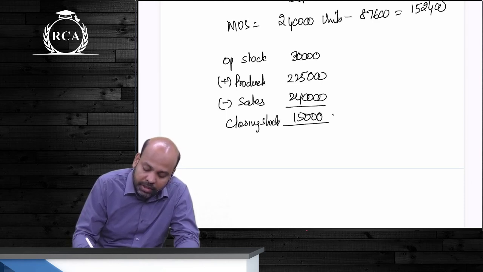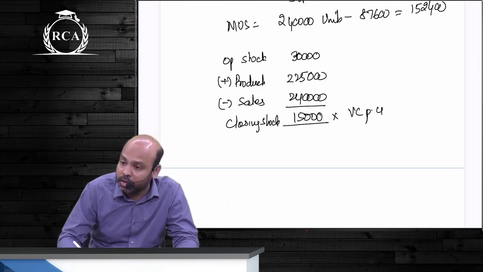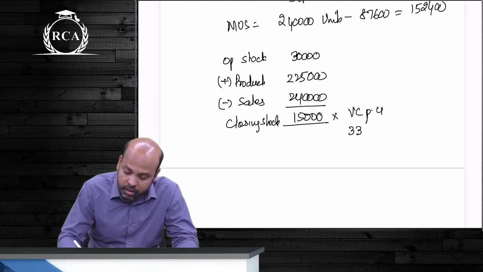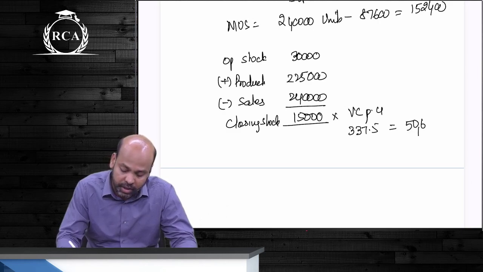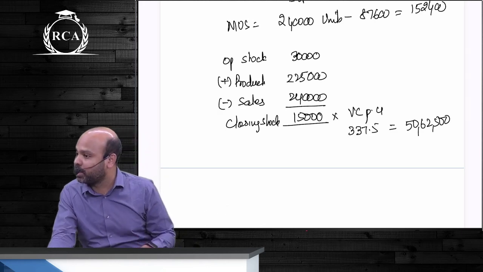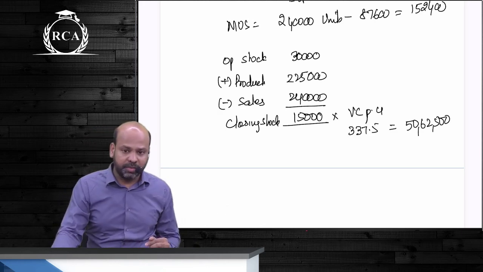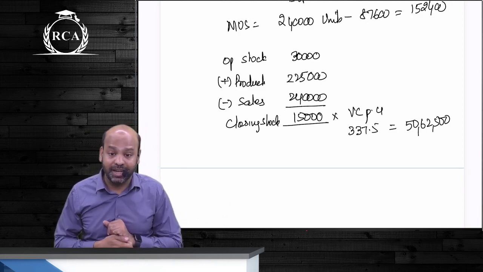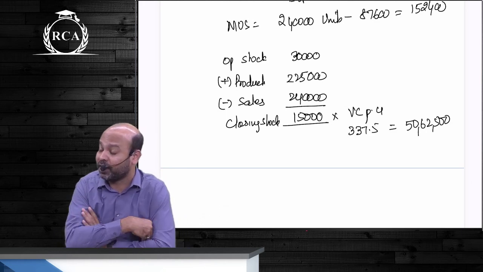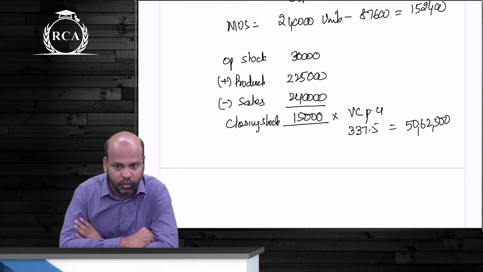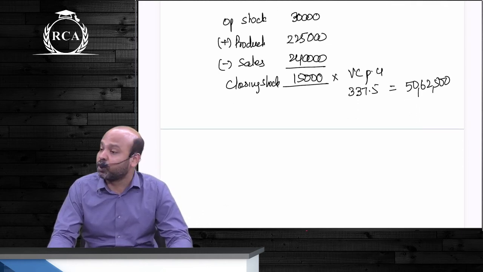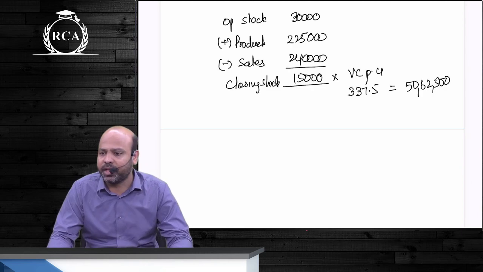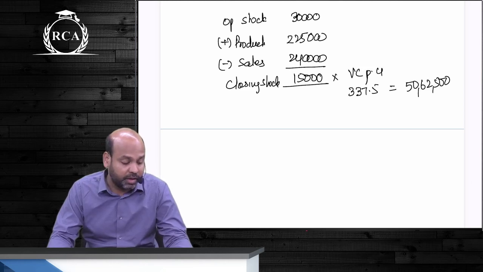Marginal costing, beta, won't that be valued at variable cost per unit? How much is that? 337.5. How much is 15,000 into 337.5? 50,62,500. Please do not forget, beta, that this is marginal costing. Because it is marginal costing, you will have to value inventory at variable cost per unit. You cannot value the inventory at total cost. Only fixed cost, nobody will do that, beta. So this will be the value of your closing stock, guys. 50,62,500. Are we all clear about this? So this is the answer to the 10th case scenario, guys.